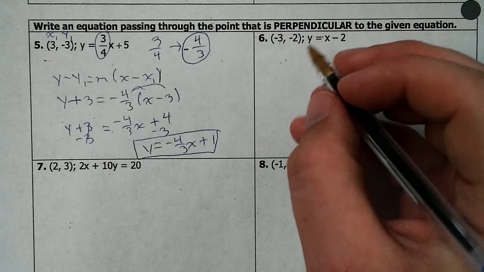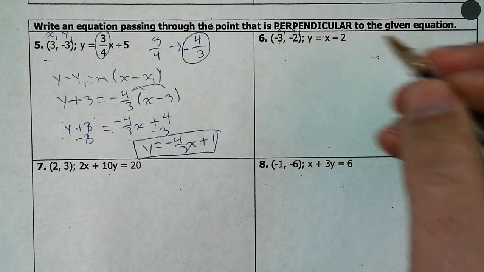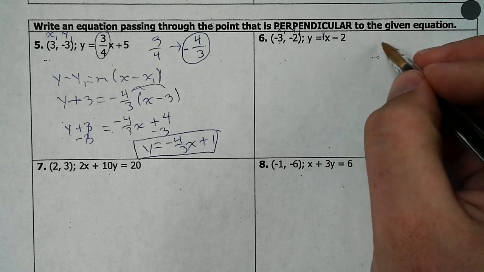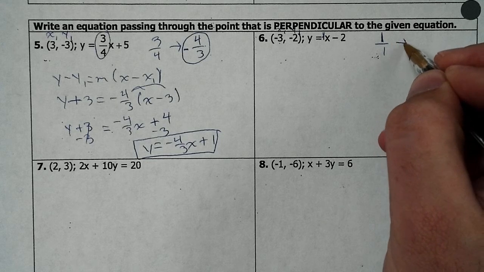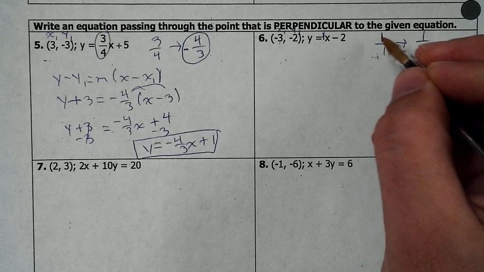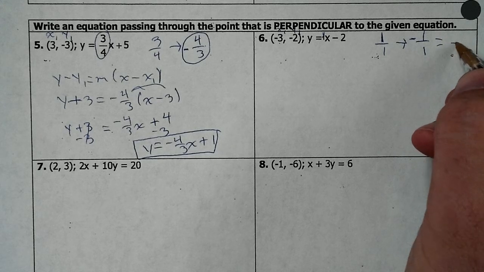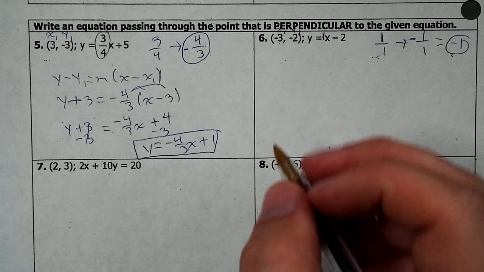So I've taken my point. Remember, this is always our x1, y1. And then our slope, this time we had a sneaky 1. So let's take 1, let's put it over 1, flip it. It also becomes 1/1. Change the sign, so it's from positive, our slope will be negative. So our slope is just -1 for my perpendicular line.